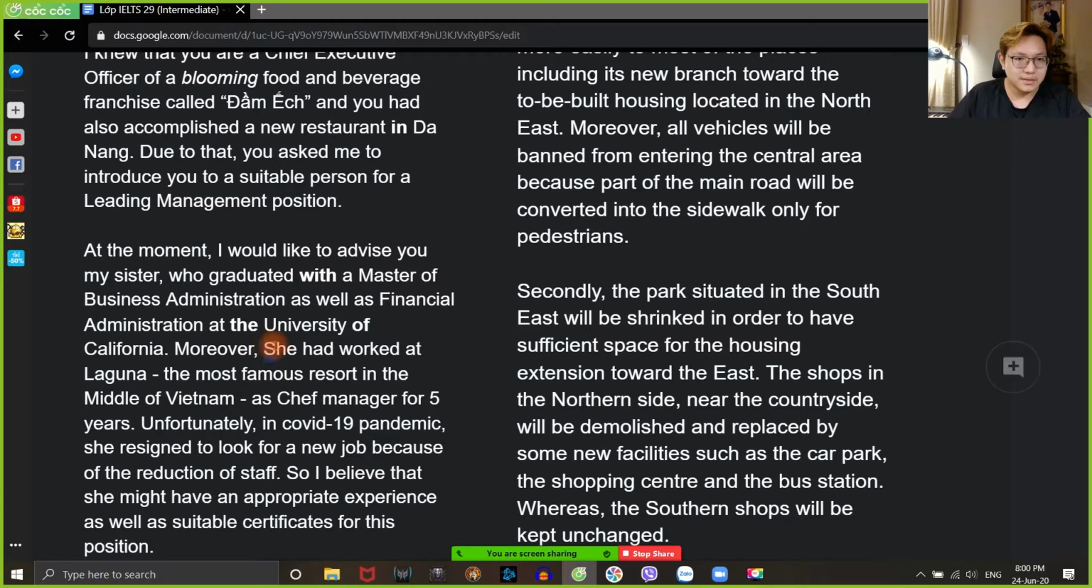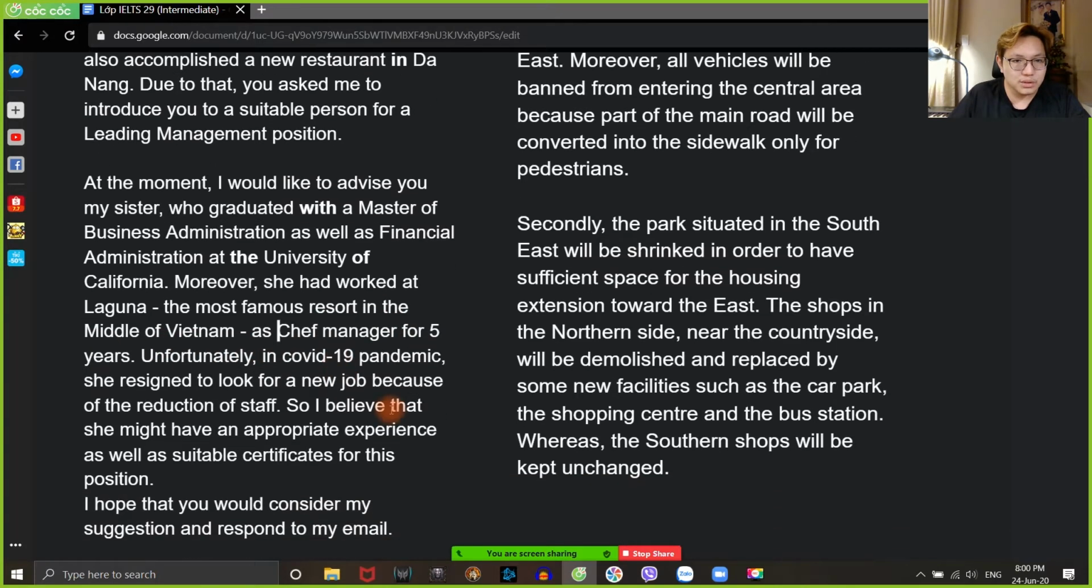Moreover, she had worked at Laguna, the most famous resort in the middle of Vietnam, as chief manager. Chief is the one who is the head, while the word chef means a cook, the head chef. So it's chief. A chef is someone who cooks. But chief here is the main person. Chief manager for 5 years.